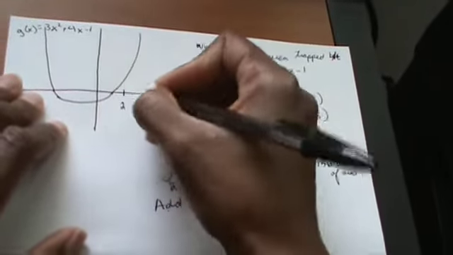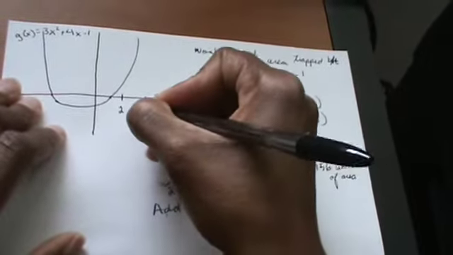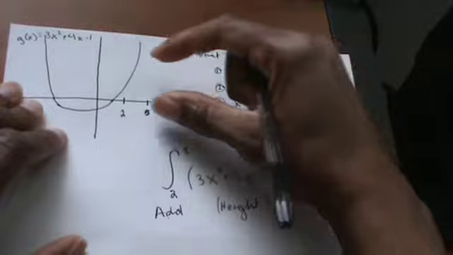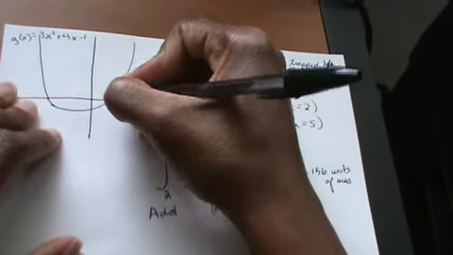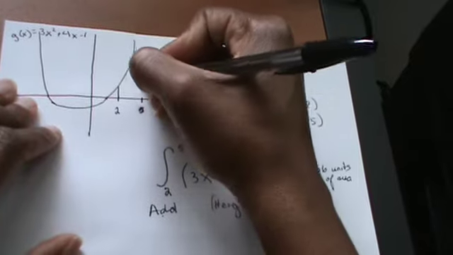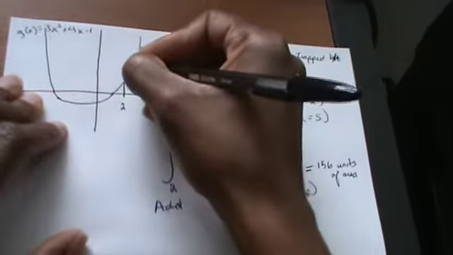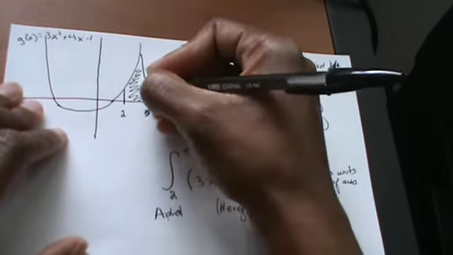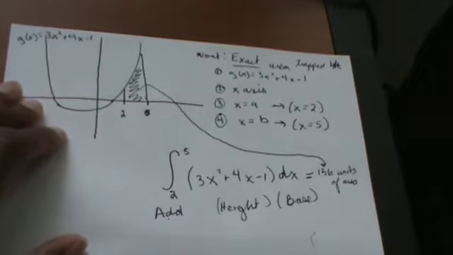This is x equals 2. You go all the way to x equals 5. And let me show you again my pinch. I should be able to pinch the x-axis and my function wherever it is, whether my function is above the x-axis or below it. And then I should also be able to pinch between 2 and 5. So that's the region that we're describing. And this is what is 156 units of area.